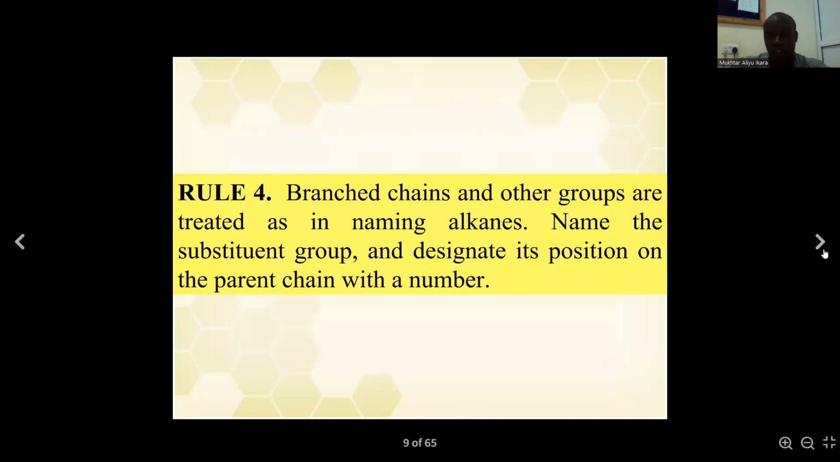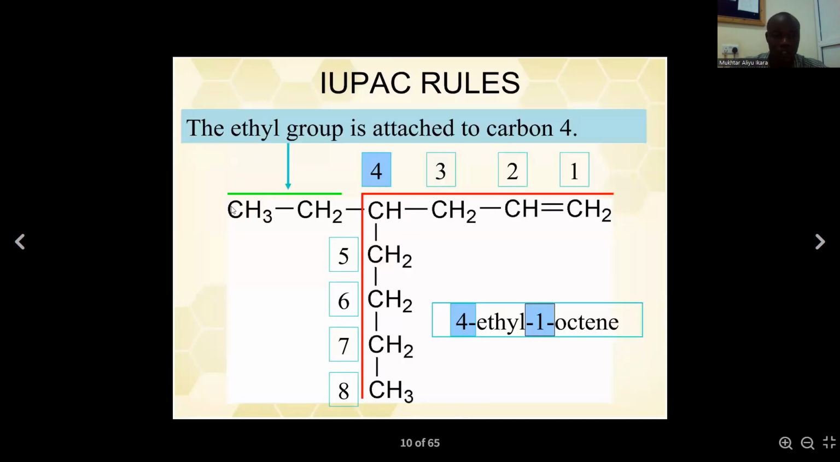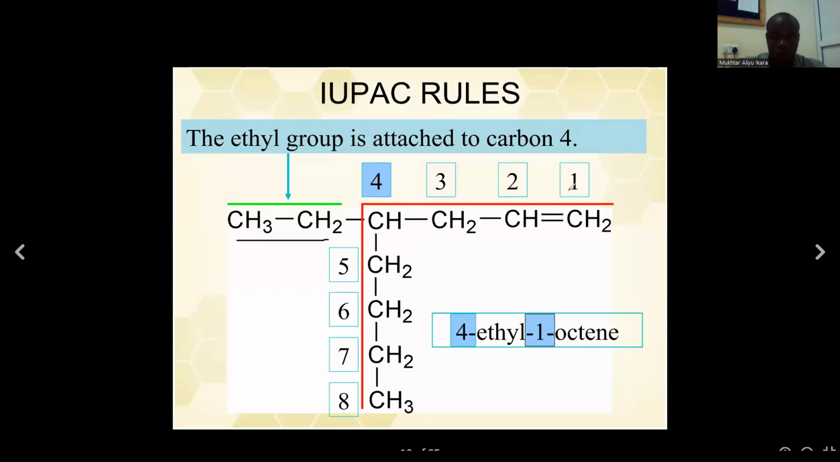So look at it now. This is the branch, where we have ethyl. This is ethyl. After counting, you see 1, 2, 3, 4. So at carbon 4, we have ethyl. That is why we have 4-ethyl-1-octene. That is the name. That is the correct name.